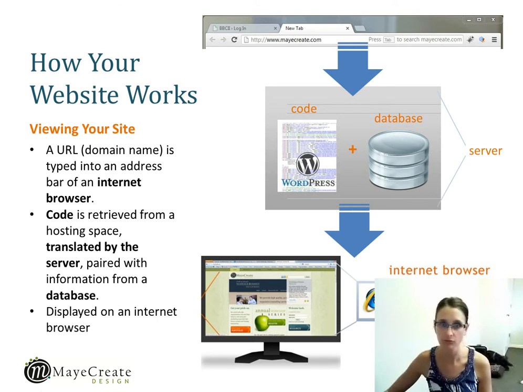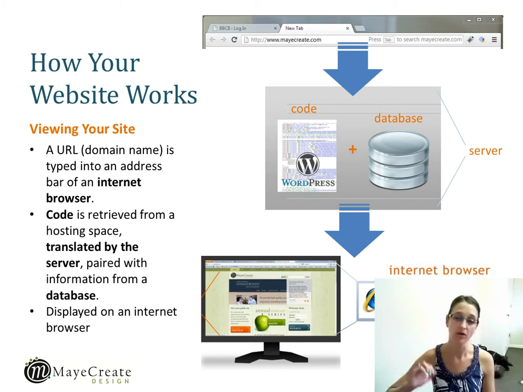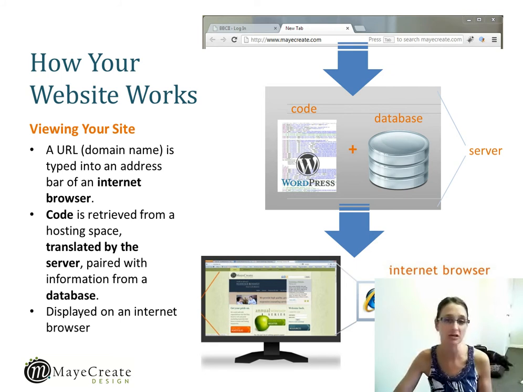So each time that you go through and you update your WordPress site using your admin section, whether you're uploading a video or a photo or adding a new post or page, you're actually making a new entry into your database. And that information is then paired with the proper files and code translated by the server and displayed on an internet browser.